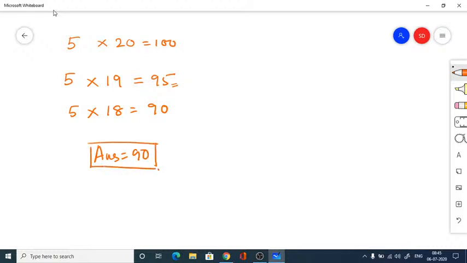The previous process was also correct, but only that we missed the even multiple. So it should be the greatest 2 digit even multiple. See, after 90, which is the even multiple, comes 100. So that is 3 digits. So this will not do. So this is the correct answer.